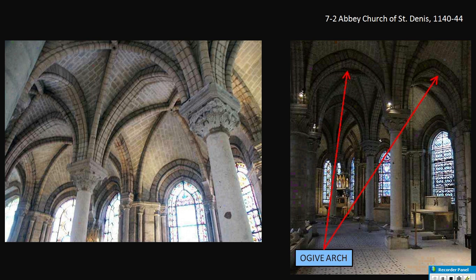And I think I even have it there, right? So there's our ogive arches, which we've been talking about, and then the ribbed vaults, right? So you can use this slide as you're reviewing if you don't have this. Yes?